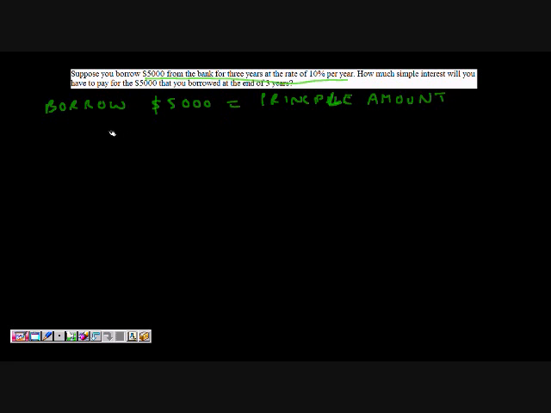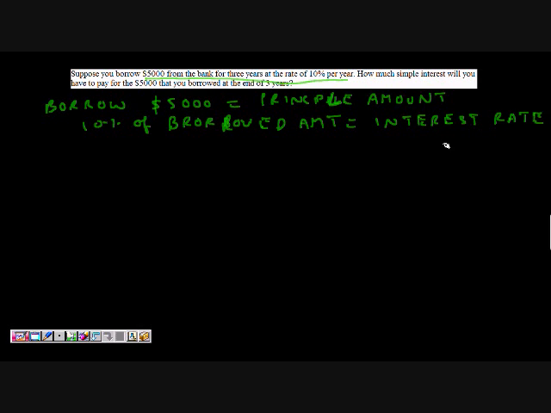Now, the bank is charging 10% interest per year. That means this is the extra amount that you have to pay to borrow from the bank. So the bank is charging 10% of the $5,000 every year to allow you to borrow that $5,000. Let's say you want to calculate how much extra money you pay at the end of the first year.